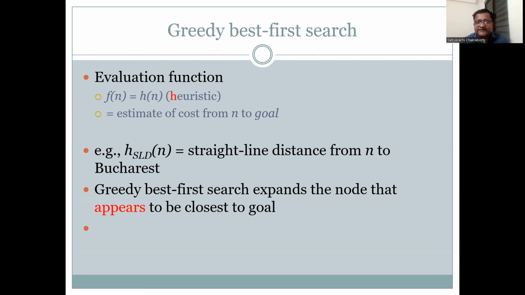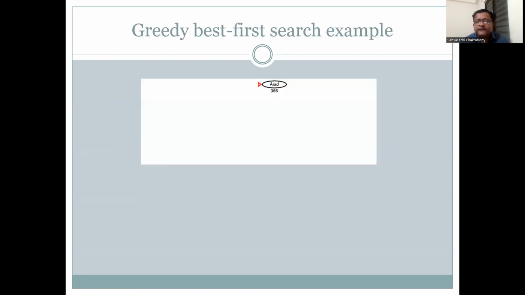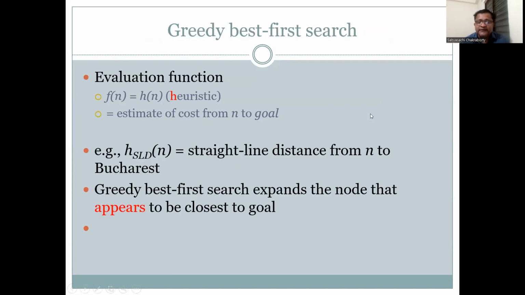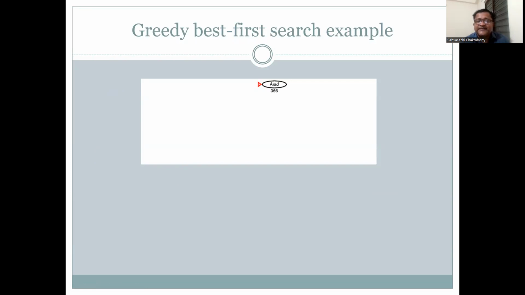Now, greedy best first search expands the node that appears to be closest to the goal. The next node will be chosen which is closest to the goal at that particular point of time. For example, we start with Arad. Let us assume that Arad is the source node, and we can locate Arad in the map here in this particular graph. Now, the heuristic value of Arad is 366, meaning the straight line distance of Arad from Bucharest is 366 kilometers. So Arad is labeled 366.